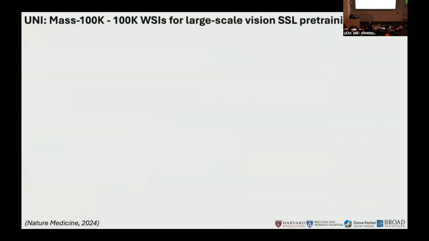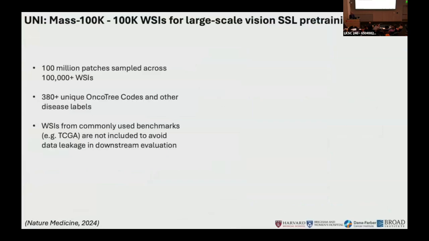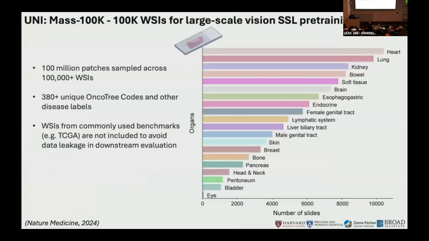So the first model was UNI. It was trained on 100,000 whole slide images that we very carefully selected from the Brigham and Women's Hospital and from the Mass General Hospital, where the distribution was maximized for diversity. So our goal was to see, can we have representation of as many oncotree codes as possible in the data set, and really to focus on getting more and clean data rather than just getting more data that was, for example, just used for screening.